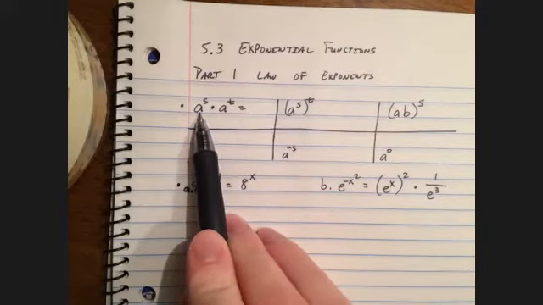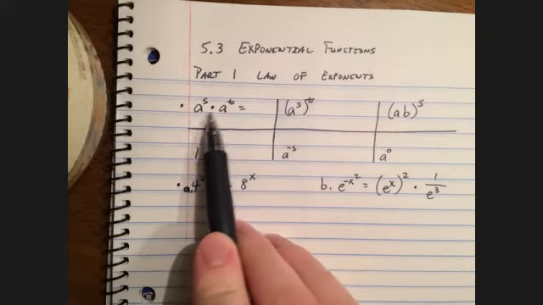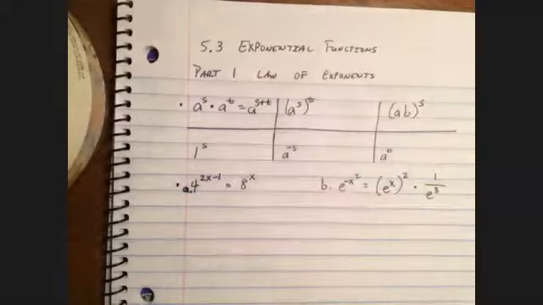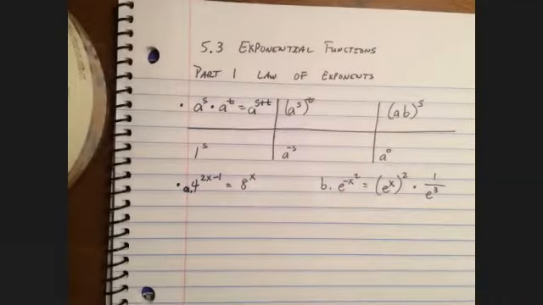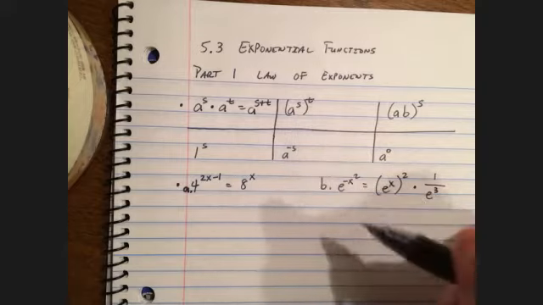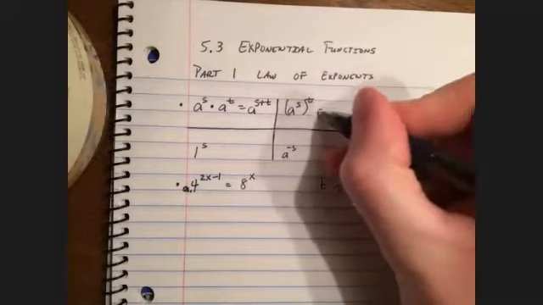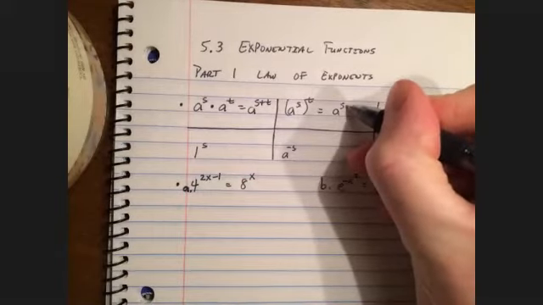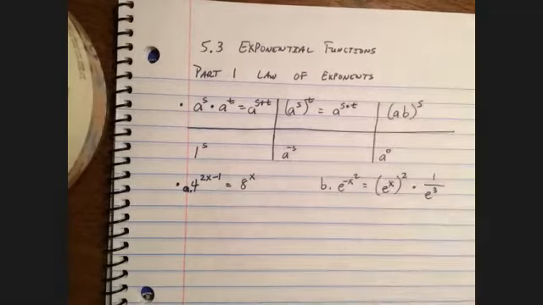As long as you have the common base, so notice that both bases are a's, then when we multiply common bases, we add the exponents, so s plus t. If we had a to the s raised to the power of t, a lot of times you've heard this as power to a power, we would take s and t and multiply them. So we keep our a, that base, the same, so it'd be a raised to the s times t power.